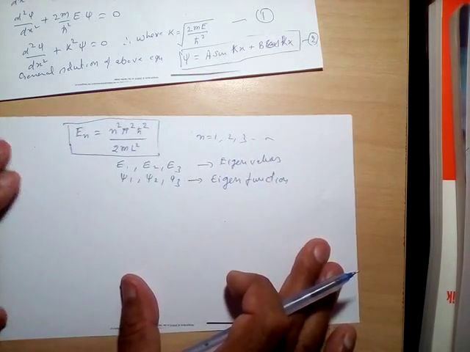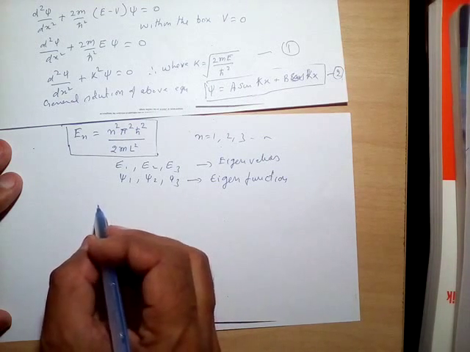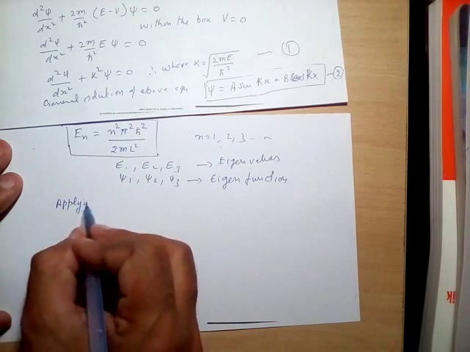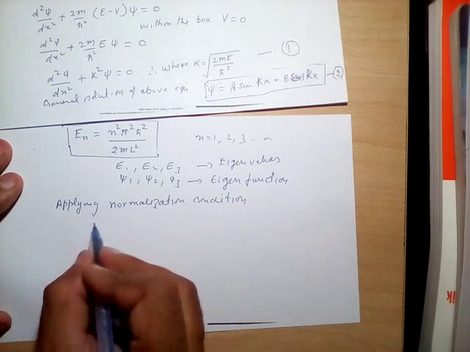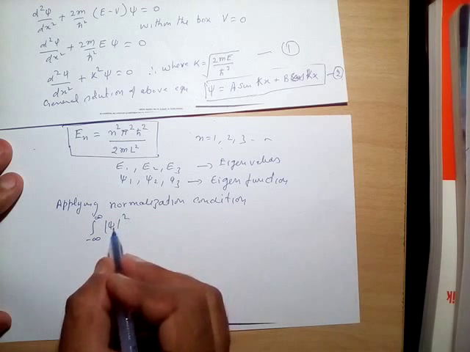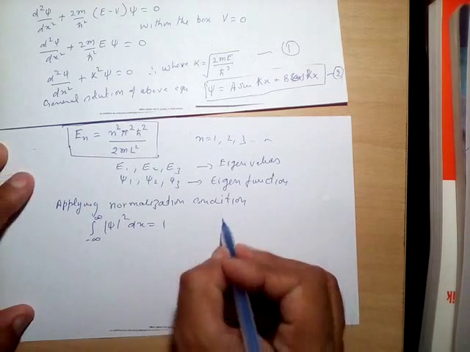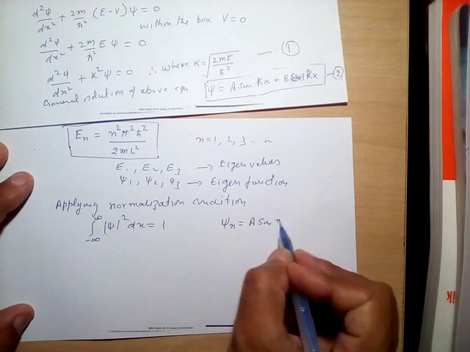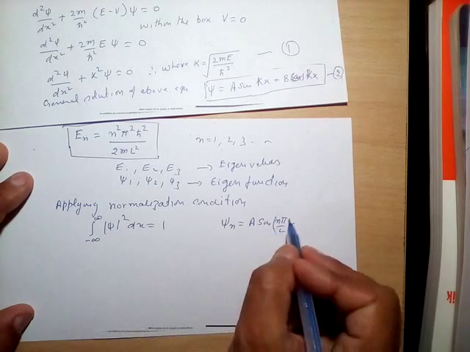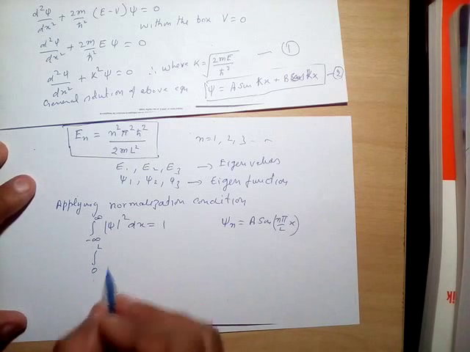Now, in order to find the eigenfunction of a particle, we will apply the normalization condition, that is, the integral from minus infinity to plus infinity of psi modulus square dx is equal to 1. In this case the eigenfunction is a sin n pi by L into x, and here the limit is 0 to L because these are the dimensions of the box.